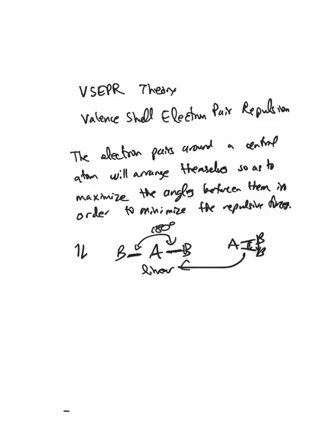So these electron pairs want to arrange themselves to maximize the angles between them in order to minimize the repulsive forces. So this is a very quick summary of what valence shell electron pair repulsion theory is. We'll use that to look at a number of examples of all sorts of different molecules with different numbers of electron pairs around them to see how it affects their shape.